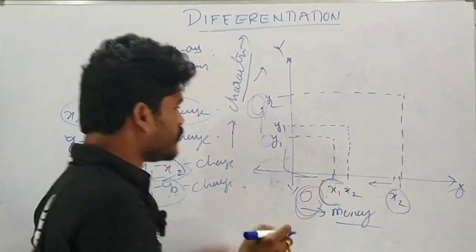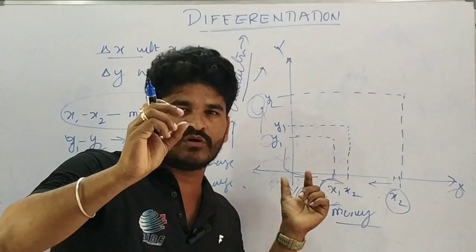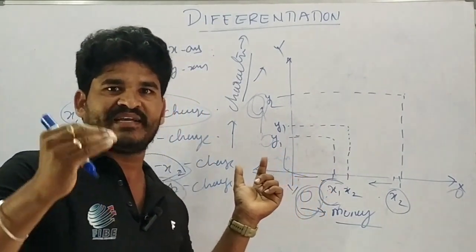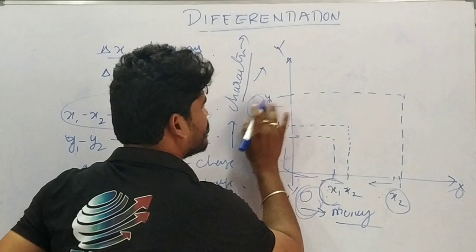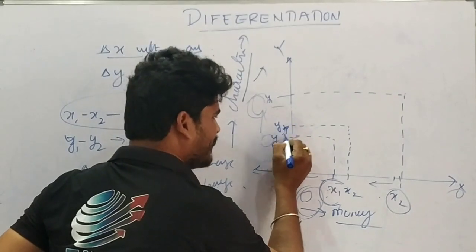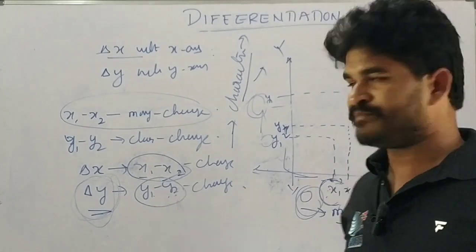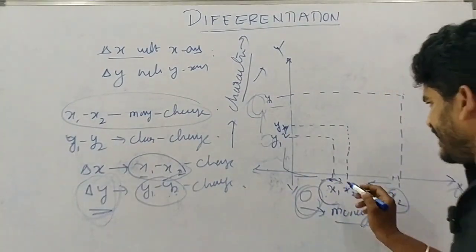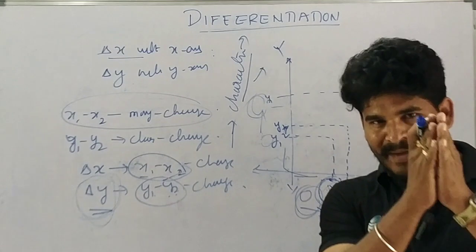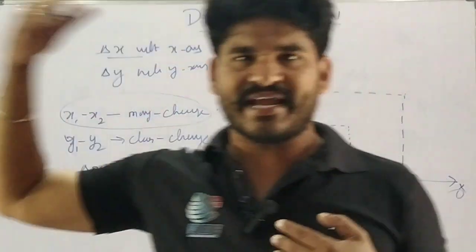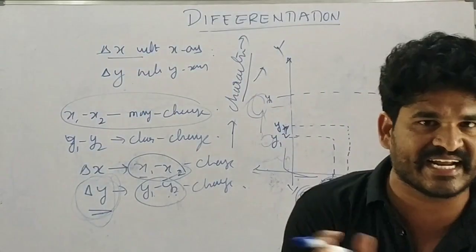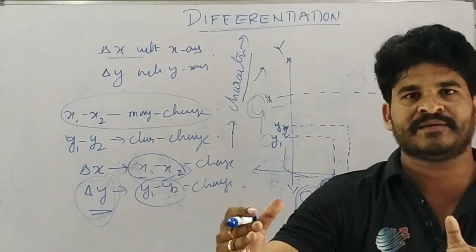Here the character has also reduced. Yes or no? The character is also reduced. Yes, this is the character. So this is the gap, this small gap. Finally, when money increases, character also increases. In the same way, when money decreases, character also decreases.